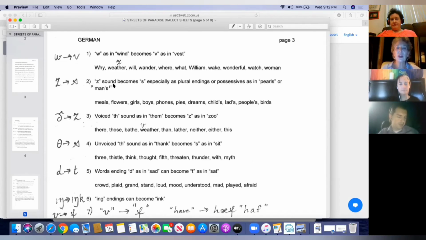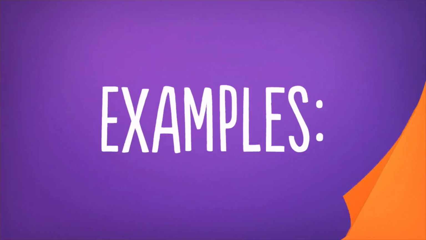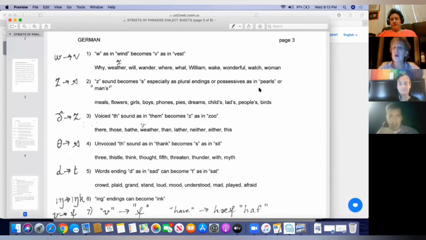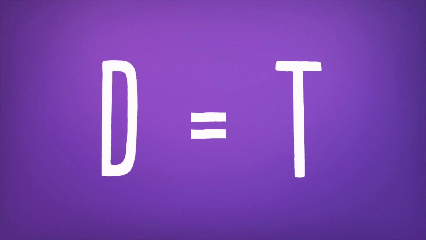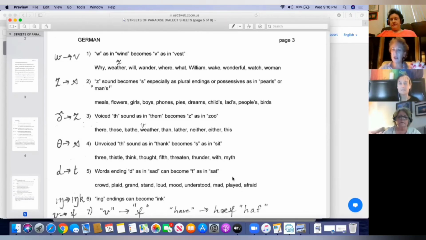The Z sound takes the place of, it turns into a pure S sound in words like pearls. If you say pearls thoroughly, the whole word, it actually ends in a Z sound, not an S. Pearls. Mans. The words can kind of, it's kind of in between a D and a T. Sad.